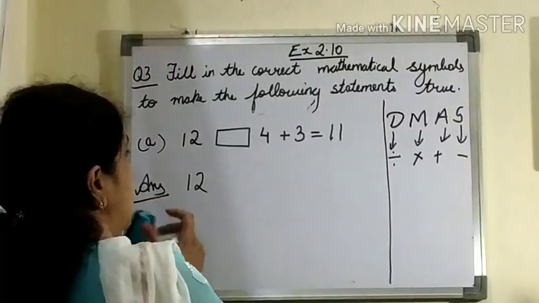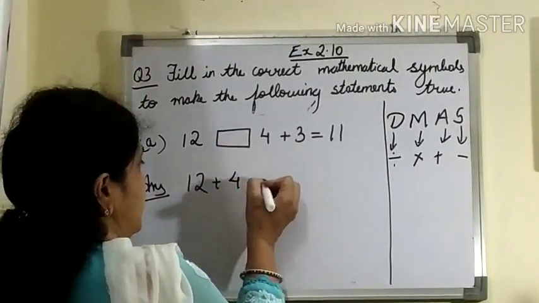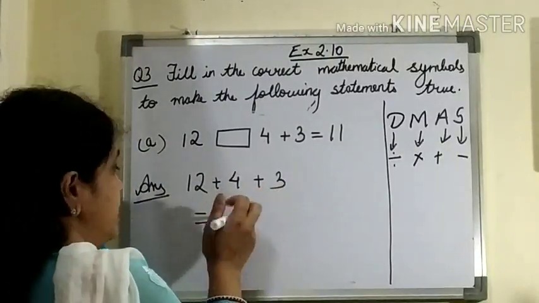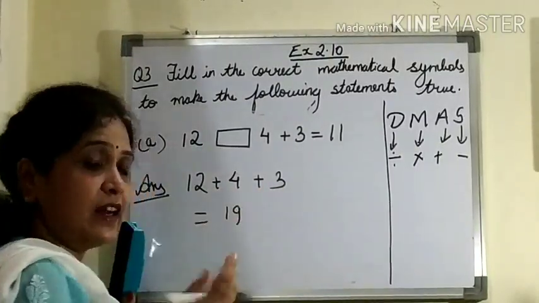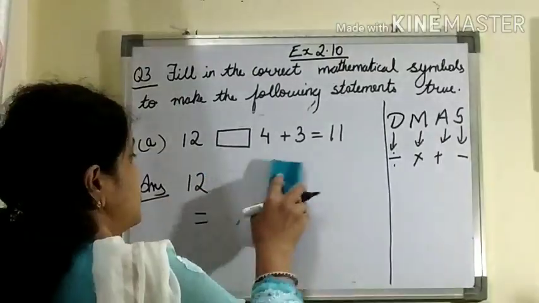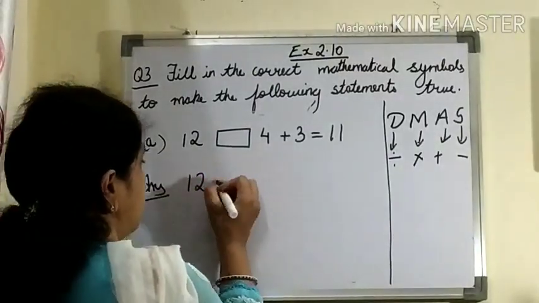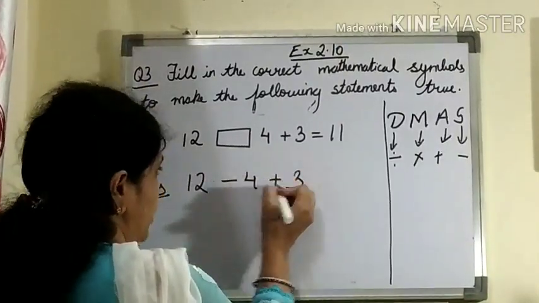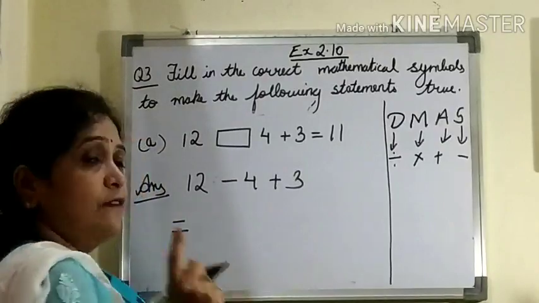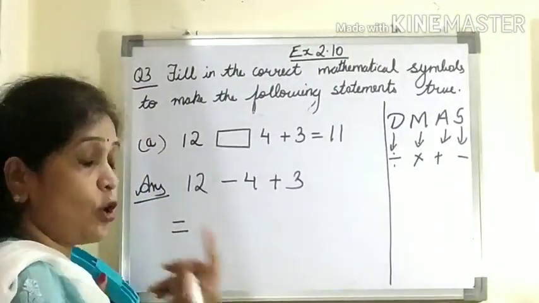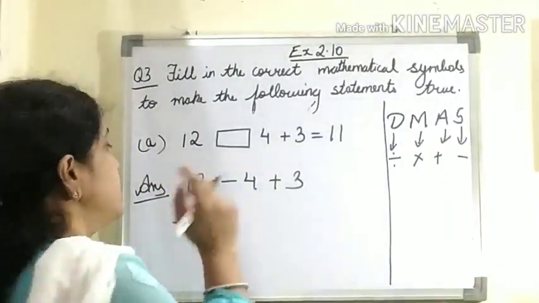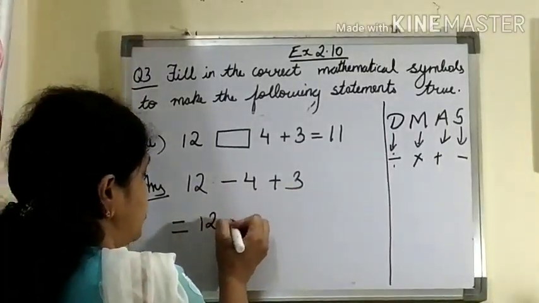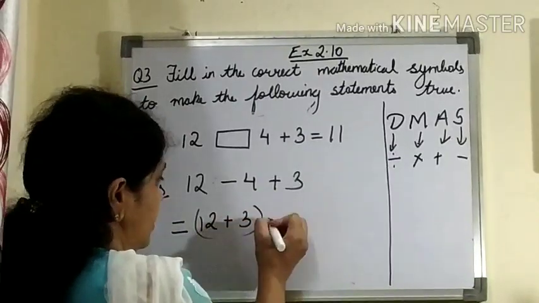Now let us try addition. 12 plus 4 plus 3. 12 plus 4 is 16, 16 plus 3 is 19. That means addition is also ruled out. Now the last one, let me try subtraction, that means 12 minus 4 plus 3. As you know, when addition and subtraction are both there, addition comes first. This is a positive term, this is a positive term.